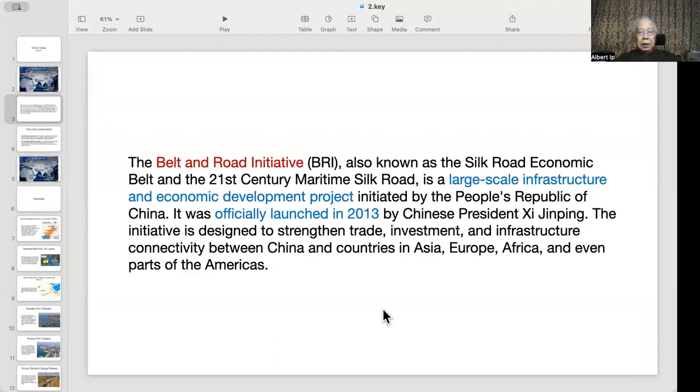Here, it typically mentions Asia, Europe, Africa, even parts of America. For example, Argentina and Brazil are involved in Belt and Road as well. So is Australia. But unfortunately, the agreement on the Belt and Road Initiative was signed between China and the Victorian government. And we know that our federal government limited the ability of a state government to sign national agreements, and therefore I think it was revoked.